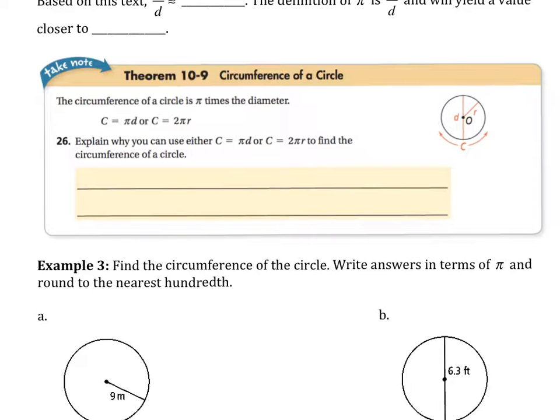So let's see where we left off. We began talking about pi, and so today we're going to look at circumference of a circle as well as pieces of the circle, like the arc length. So let's first off review this. The circumference of a circle is pi times the diameter.